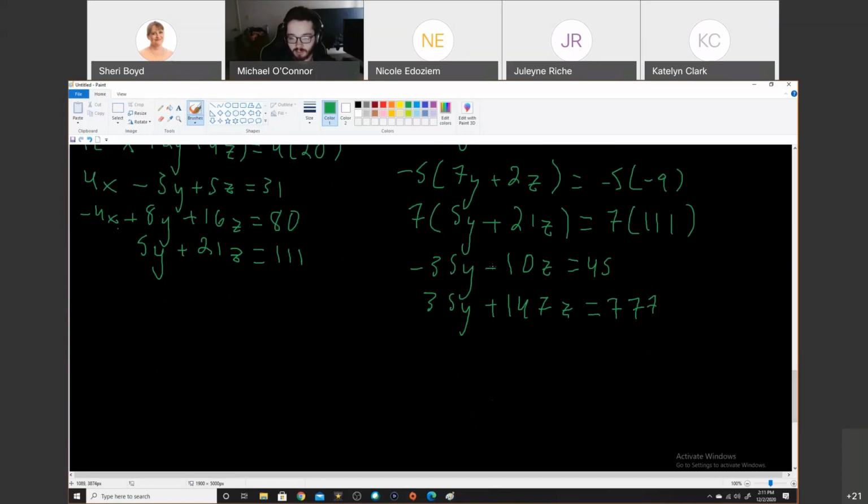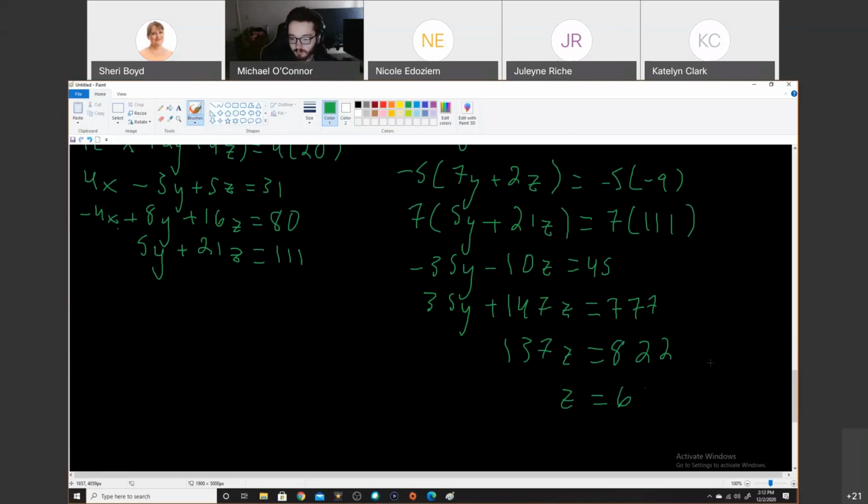And then negative 10z plus 147z is 137z is equal to 45 plus 777, which is equal to 822. And I'm not really sure if this might go into it evenly. I think it's 6. I think z equals 6. I'm going to plug it into a calculator. Yeah. So z equals 6.